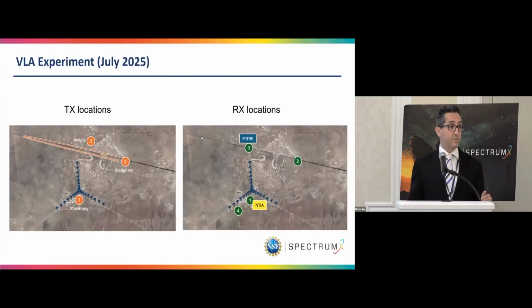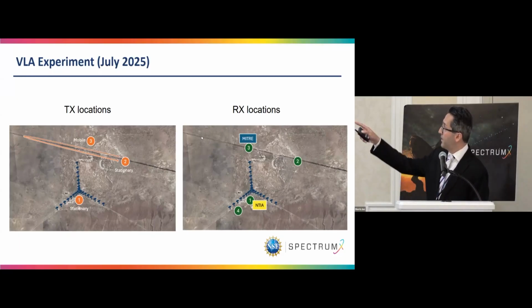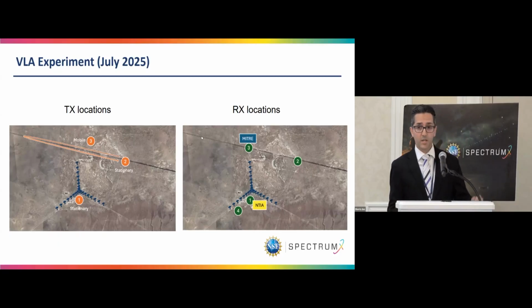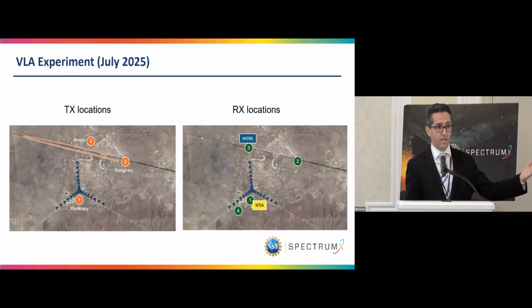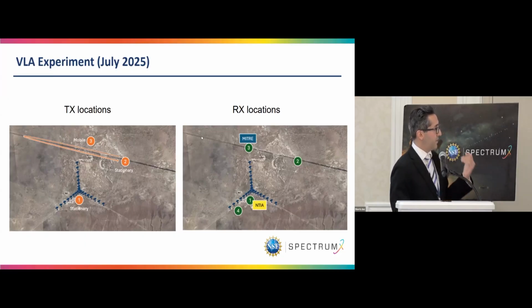A quick review of the VLA experiment that happened in July 2025. The blue antennas are the 27 VLA antennas. On the left, we show the 3 different locations or configurations that we used to transmit. We had the transmitter at location 1, and then it moved to location 2. These are stationary experiments where the transmitter doesn't move. In the final experiment, shown as number 3, the transmitter was in a car driving near the VLA, because there's a highway going through the VLA. We're emulating the case of somebody on a phone using the 7 gigahertz band passing near the VLA telescope.